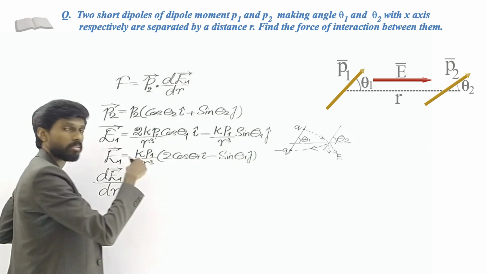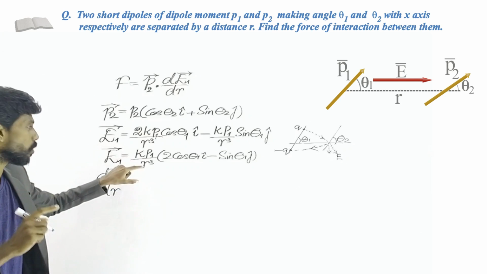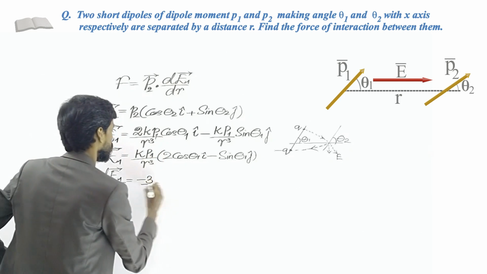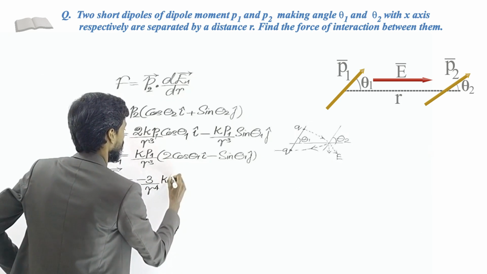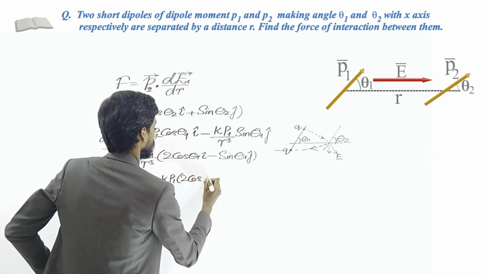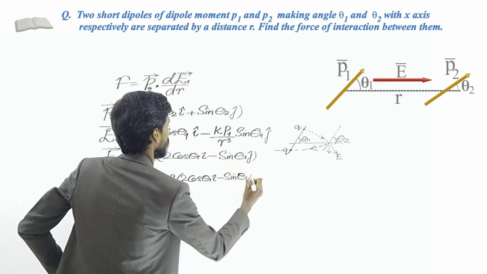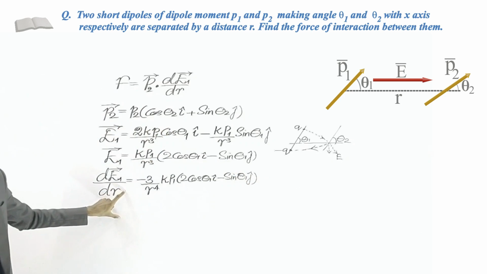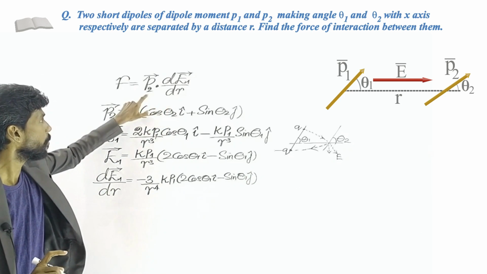So r cube, that is in the denominator, r to the power minus 3. So r to the power minus 3 has derivative minus 3 r to the power minus 4, that is minus 3 divided by r to the power 4. Rest of the values same. So kp1 times 2 cos theta 1 i cap minus sin theta 1 j cap. So that's also, we have found the derivative of the electric field with respect to r. Similarly, P2 is already found.